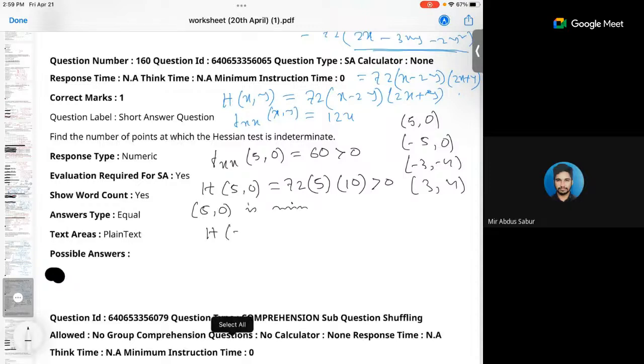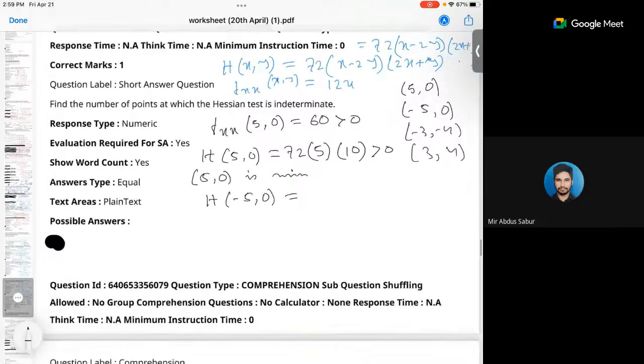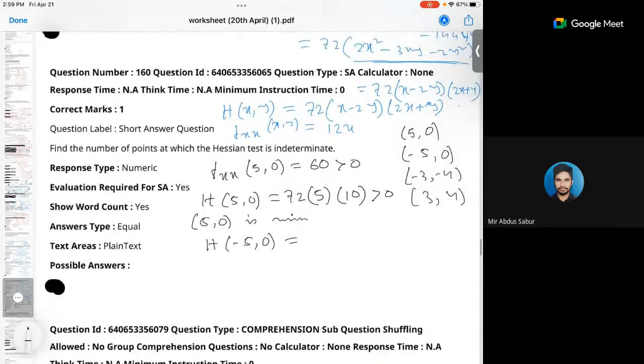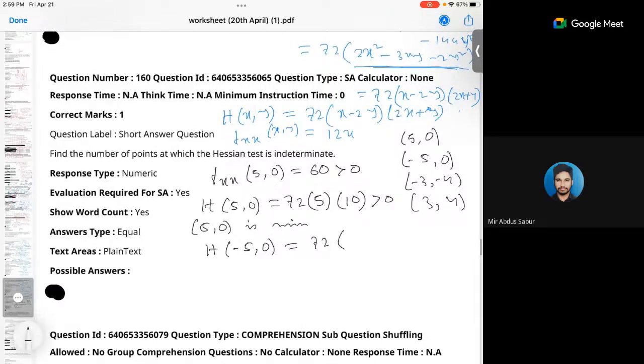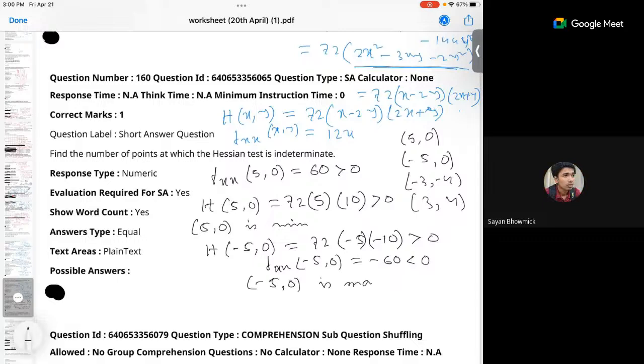Then H of minus 5 comma 0 will be 72 times minus 5 into minus 2. So minus minus plus, it will be greater than 0, and f_xx at minus 5, 0 will be minus 60, less than 0. So minus 5, 0 is a maximum.